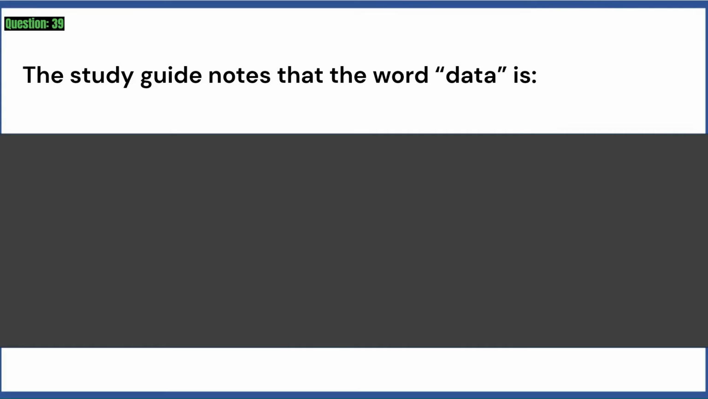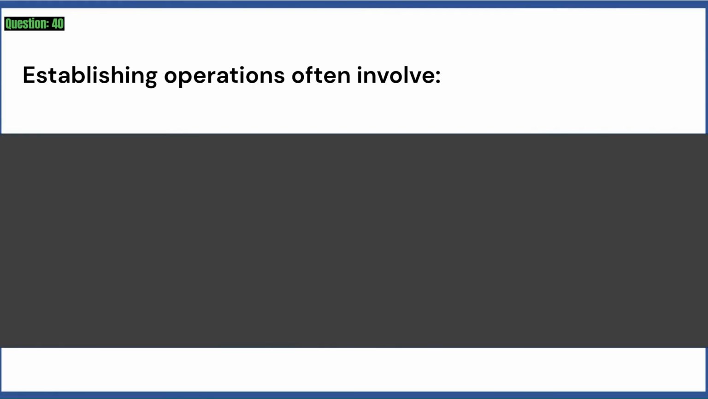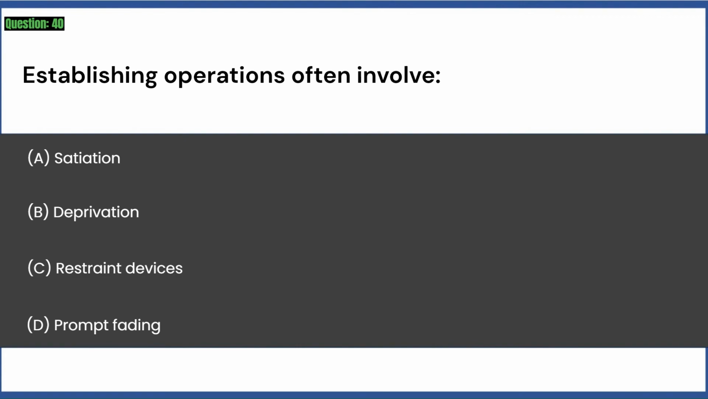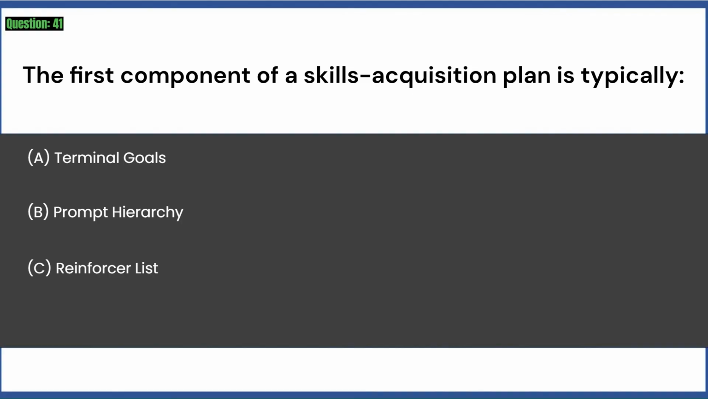The study guide notes that the word data is A. Singular. B. Plural. C. An acronym. D. Informal jargon. Answer B. Plural. Establishing operations often involve A. Satiation. B. Deprivation. C. Restraint devices. D. Prompt fading. Answer B. Deprivation. The first component of a skills acquisition plan is typically A. Terminal goals. B. Prompt hierarchy. C. Reinforcer list. D. Data sheet format.